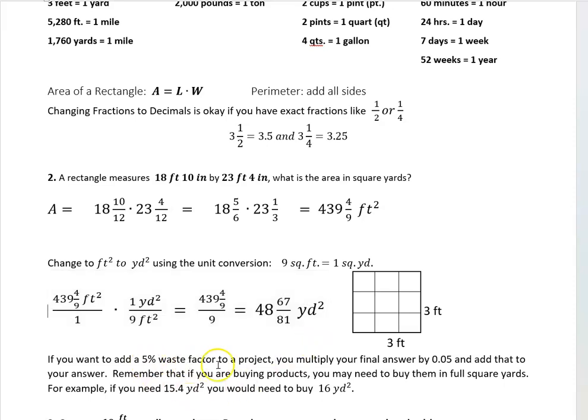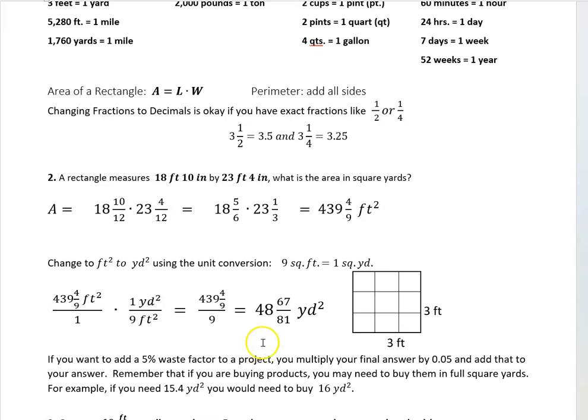To add the waste factor, you actually would multiply your final answer, in this case, 48 and 67 over 81, by 0.05, and then whatever you get, add back on. So you would say, okay, here's my final answer, plus I'm adding 5% more on.